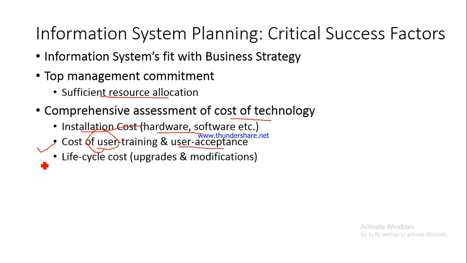Then also take into account the life cycle cost. Don't only talk about the installation cost, but talk about all the costs that you will have to incur over the whole life cycle of the information system. You have to install right in the beginning, but then you will have to keep on doing the upgrades and the modifications. So this is part of the life cycle cost. How much will you have to spend over the life cycle of the information system? That is going to be your actual expenditure, not only the installation cost. So you talk about all these, they all are costs.